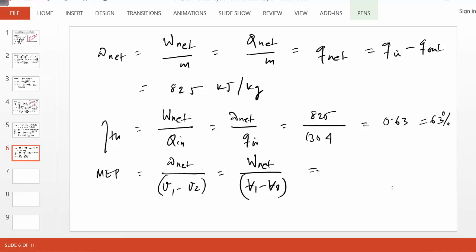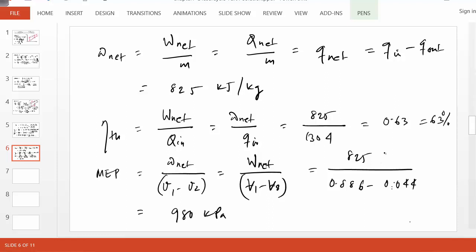We found W net to be 825, and the volume changes are 0.886 minus 0.044, and that produces 980 kilopascal. You can show that the unit kilojoule per kg here, and meter cube, when you manipulate, it will produce kilopascals. So there you have it. We found all the answers we need to find.